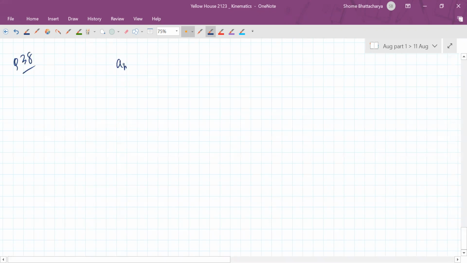So it says that the maximum acceleration that the train can have is 1.34 meters per second square. Okay. And the displacement between two consecutive stations is 806 meters. So we have to find the maximum speed between two stations.